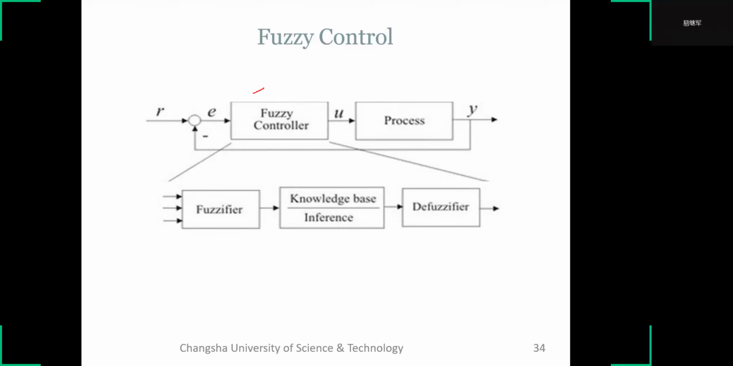We just use the fuzzy controller to replace the normal controller. The fuzzy logic consists of fuzzifier and defuzzifier. We map the input to the fuzzy logic variable, and search for the result in the knowledge base. After we get the result, we output the fuzzy logic, and the defuzzifier converts the fuzzy output to a normal output.